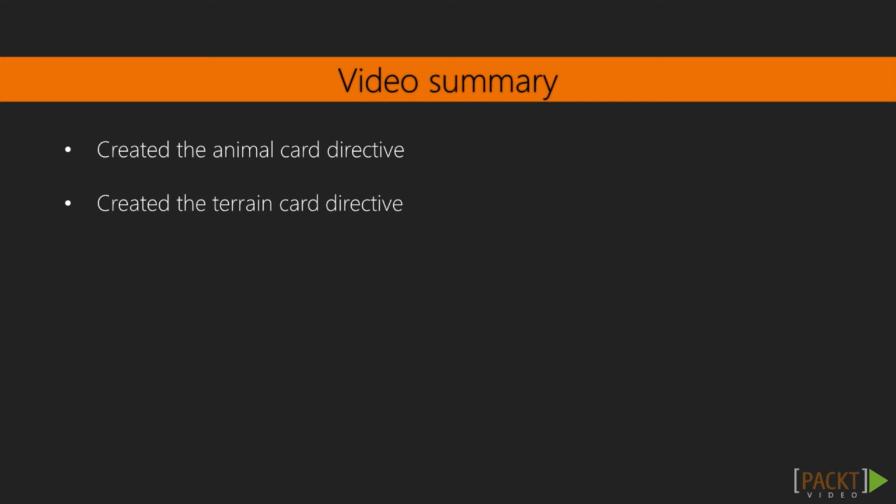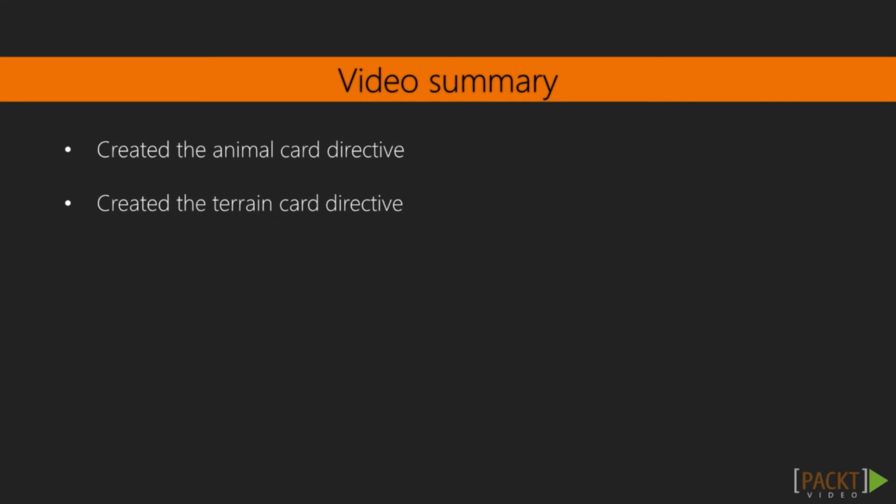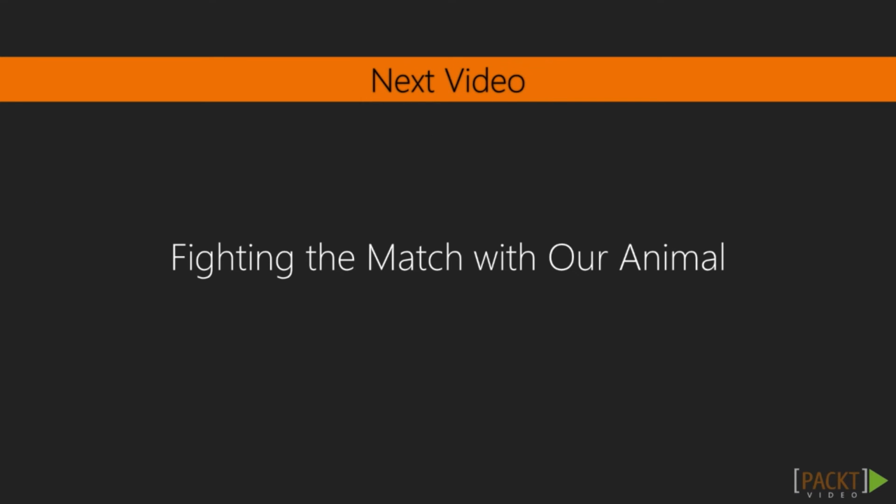Okay, that's it for this section. We've successfully created our animal and terrain card directives, so we can easily represent them in the application. In the next video, we'll create an animal picker so that we can find a match with our animal of choice.